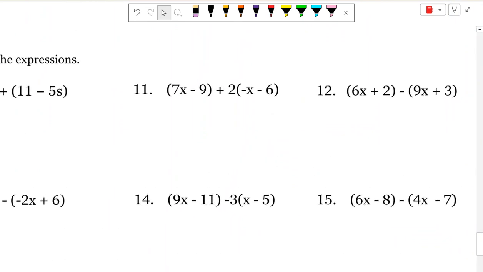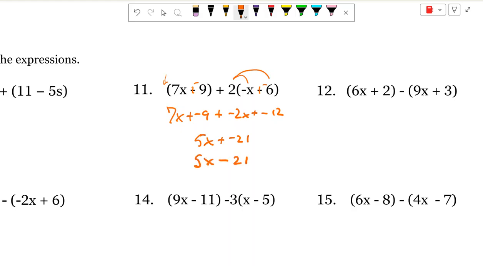Let's take a look at number 11. Number 11 has a couple subtraction signs, so I'm going to go additive inverse here and additive inverse here. It makes it a lot easier. I do know there's a 1 here in the front, but it's not going to change the value of this. So it's going to be 7x plus negative 9 plus negative 2x and negative 12. Now I combine my like terms together to get 5x plus negative 9 plus negative 12 is negative 21. And I'll rewrite it as 5x minus 21.